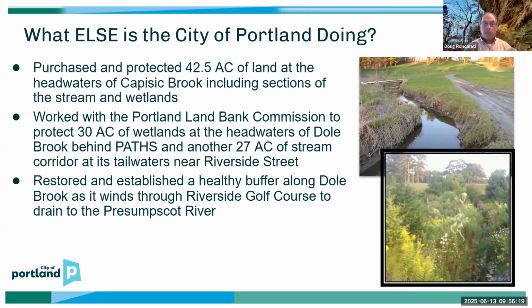So as I mentioned, sometimes it's better to manage the impervious cover. Sometimes it's better not to develop areas, particularly those areas that haven't been developed, usually because they are either wetland or in places that get wet, floodplains, things like that. So we had an opportunity to purchase 42 and a half acres at the headwaters of Capissic Brook off of Warren Avenue. That included a section of the brook and a whole bunch of headwater wetlands. So for a relatively small amount of money, we protected those.